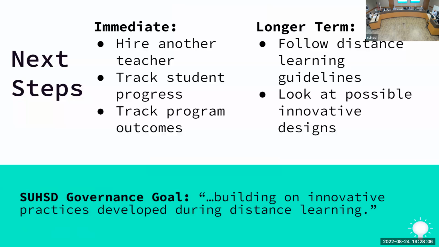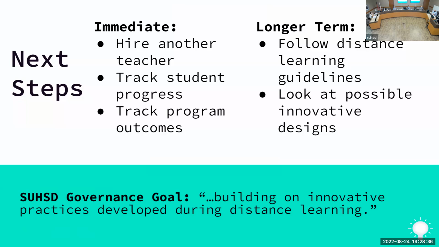Here are our next steps. Hire another teacher. Continue to track student progress, make sure it's the right program for students in it. Track program outcomes. Do we continue to see good results? One of the pieces of the legislation that you'll be looking at this evening is that the state has said that special ed students cannot be refused services in an independent study program, even if they are not able to work on their own. So there's going to be some impact there.